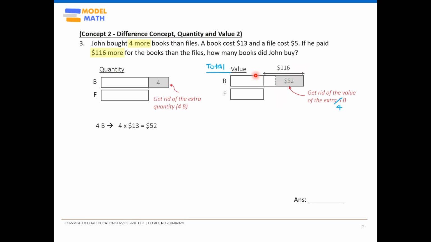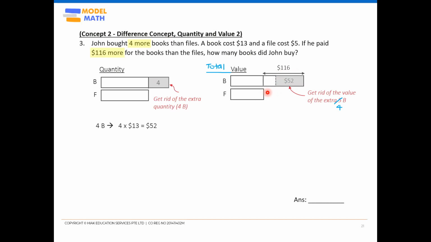Now, looking at this model, initially our difference originally was $116, correct? Between the books and files, the original difference was 116. However, now that I've shaded off $52, did my value difference expand or did it shrink? That means, did it get bigger or did it get smaller?